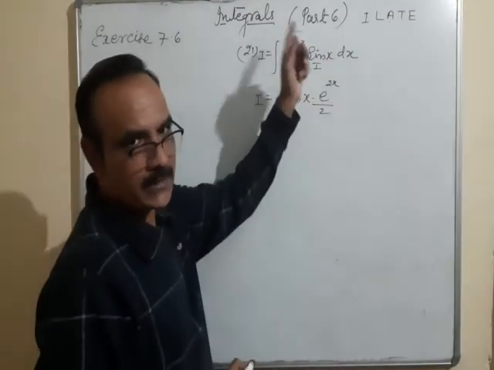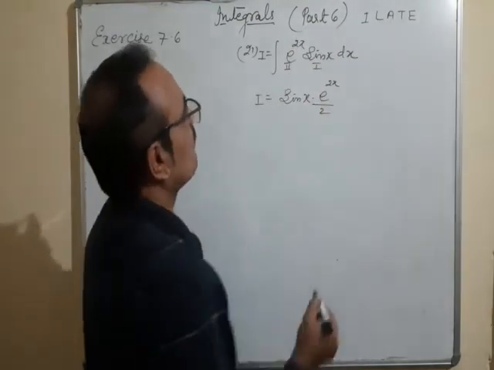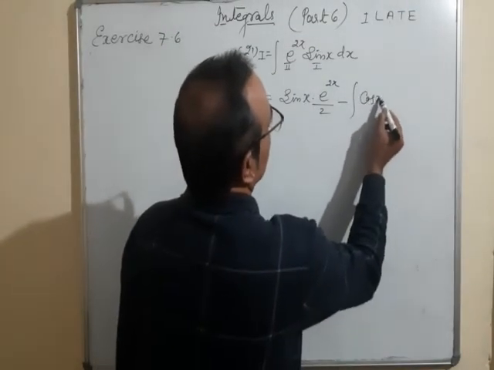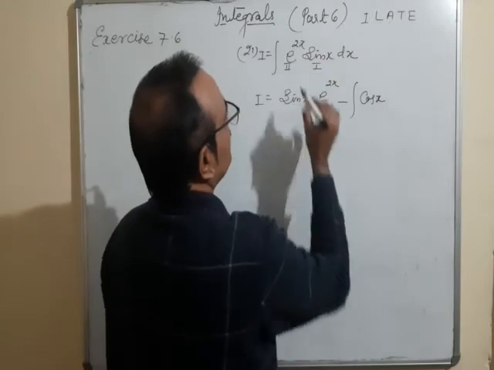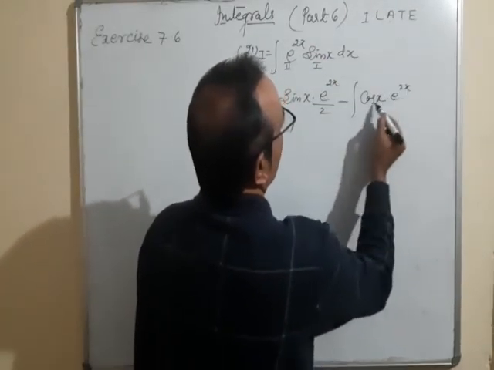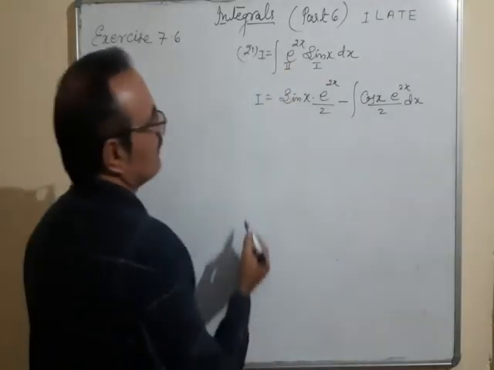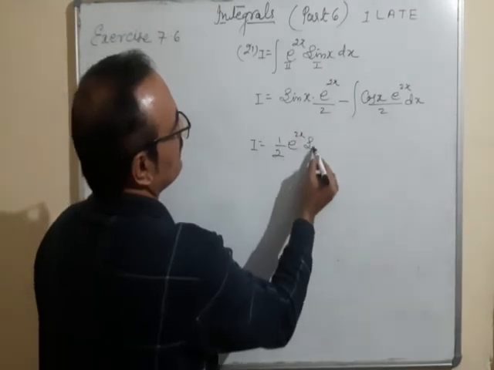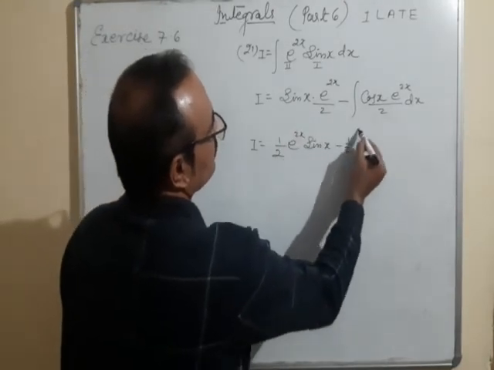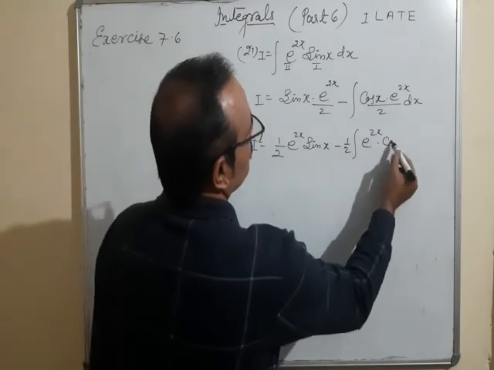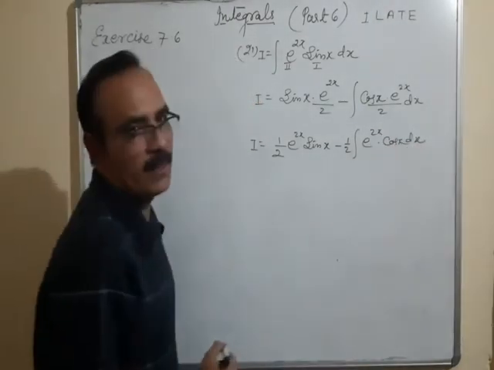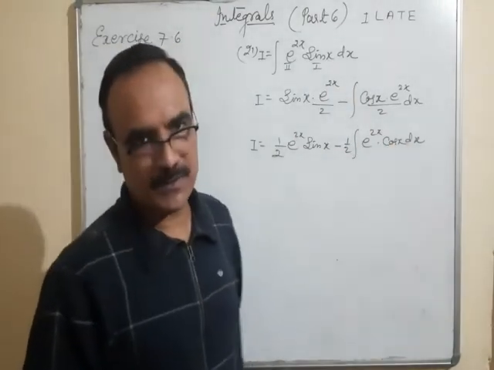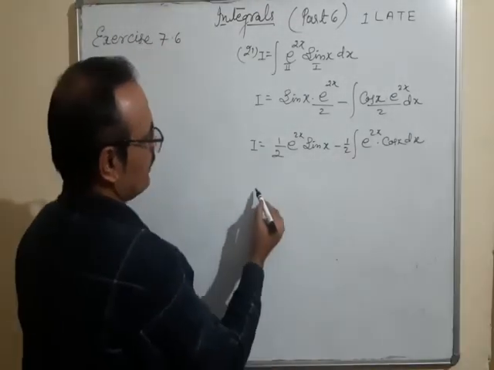Clear? 2x is equal to t, 2 dx is equal to dt, dx is equal to dt by 2. Minus differentiation of sin x, it is cos x, and integration of e to the power 2x, e to the power 2x upon 2 dx. I is equal to 1 upon 2 e to the power 2x sin x minus 1 upon 2 e to the power 2x into cos x dx. You can see that the function is not reducing, it is e to the power 2x and cos x coming. But be patient, just look at the next step.